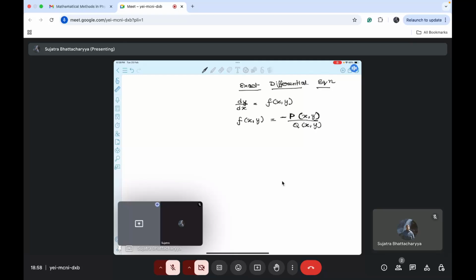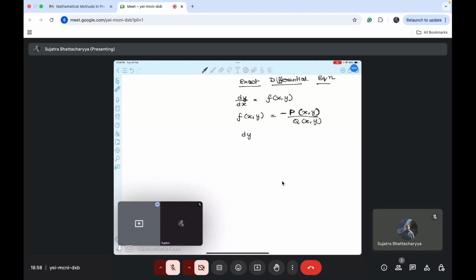One thing to remember here is that this is not variable separable. In the variable separable, in the numerator, it will be a function of x only. In the denominator, it will be a function of y only. But this is not a variable separable, it is an exact kind of a thing. Now, if you are writing like this, finally what you can write, dy/dx will be nothing but minus p of x comma y divided by q of x comma y.